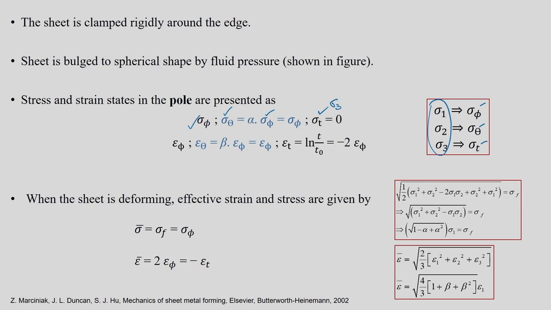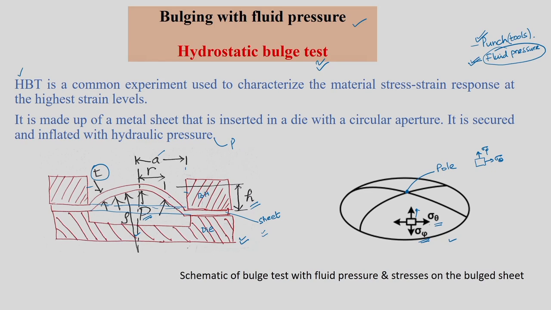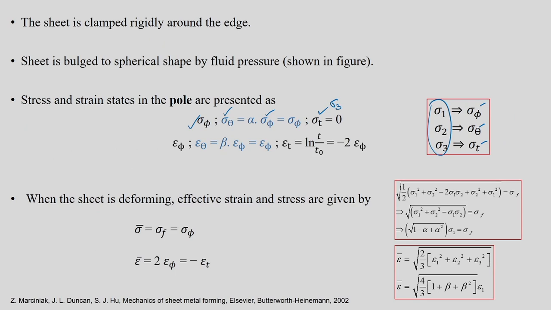So, now if you look into the pole region, it is characterized by alpha equal to 1. What I am saying is, in the pole region, if you pick up an element here and see the relationship between sigma phi and sigma theta, they both are equal. Sigma phi is equal to sigma theta. So, basically we say alpha is equal to 1. When alpha is equal to 1, I am going to write sigma theta equal to sigma phi directly. So, that is one important thing.